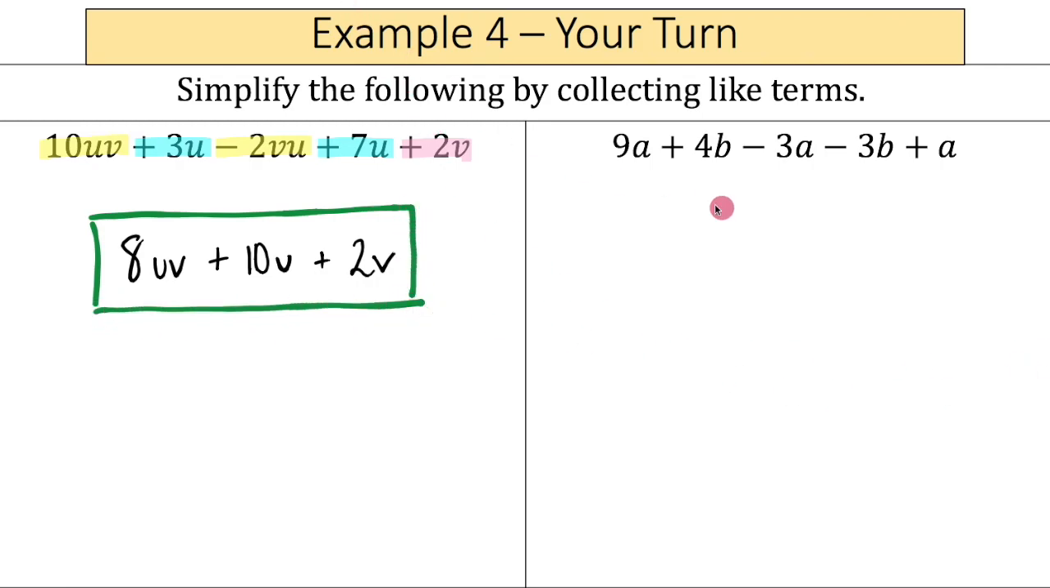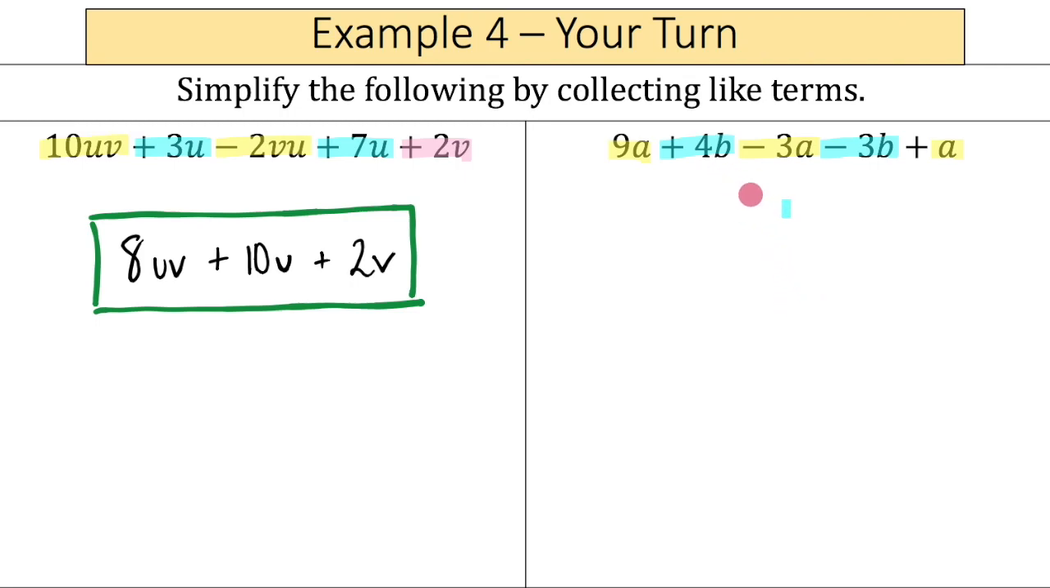Let's now move on to our second question, which is 9a plus 4b minus 3a minus 3b plus a. Once again, let's highlight all our like terms. So that's all the terms with the same pronumeral. So here I have 9a minus 3a plus a, so all a's. Next, I have my b's, plus 4b and minus 3b.